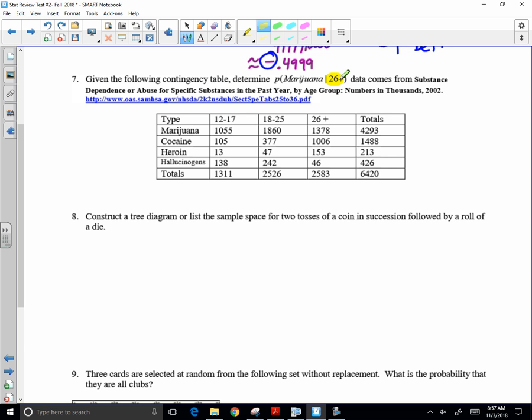This is my given. It's given that I'm only focusing on the individuals who are 26 or older. And then from those individuals, I'm looking for the probability that a person is a marijuana user.